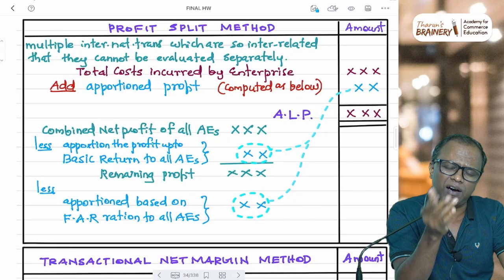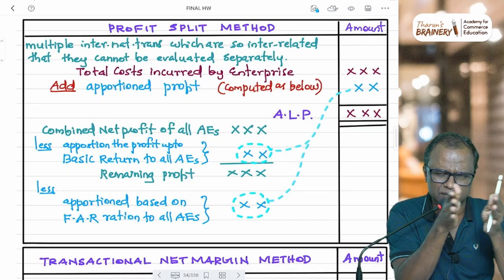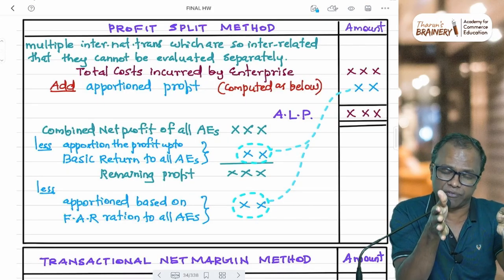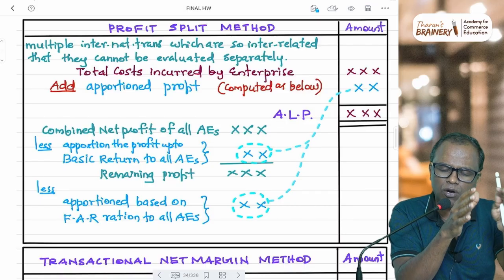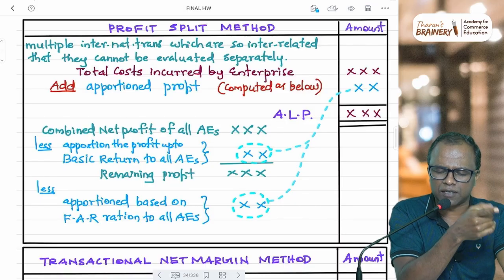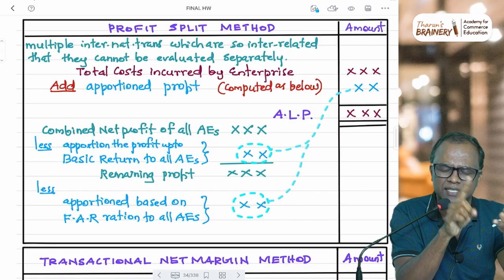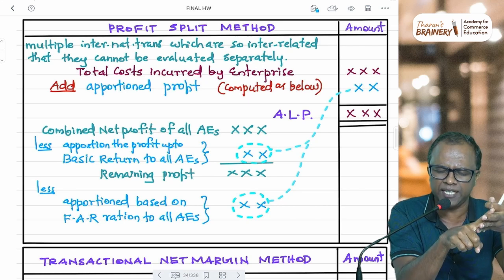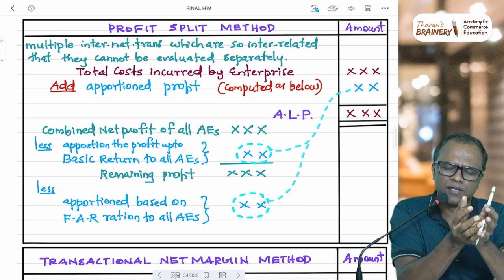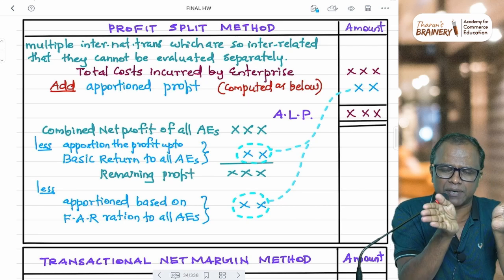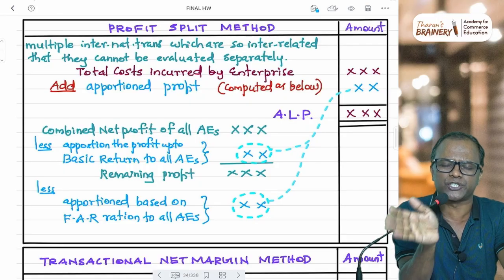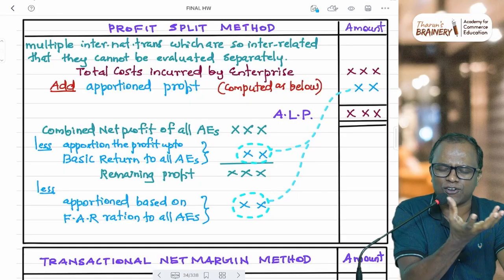So based on that FAR ratio, this profit should be divided. Which profit? Combined net profit. That means the final amount billed to the client, reduced by all the costs incurred by the Singapore entity, Indian entity and German entity, gives us the combined net profit. This combined net profit should be divided among these three entities based on the FAR ratio. So we will get the share of profit.